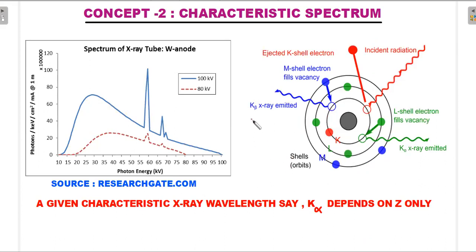Concept number 2 is about the characteristic spectrum. Okay, so again, one more very familiar thing. So let me go very quickly through. In this graph that I picked up from a source called researchgate.com, a standard source for these kinds of graphs, tungsten anode, you could see from 100 kilovolt to 80 kilovolt, if one reduces the tube voltage, the relative intensity graph versus the photon energy. Remember, at the bottom you don't have wavelength here, it is photon energy, so the graph is reversed, right? My idea was to tell you that the characteristic wavelengths are not getting affected by the tube voltage.